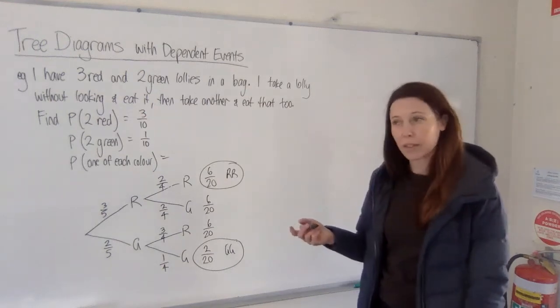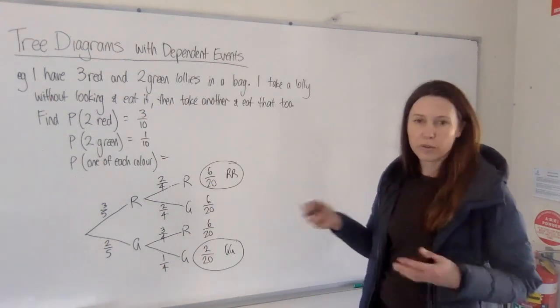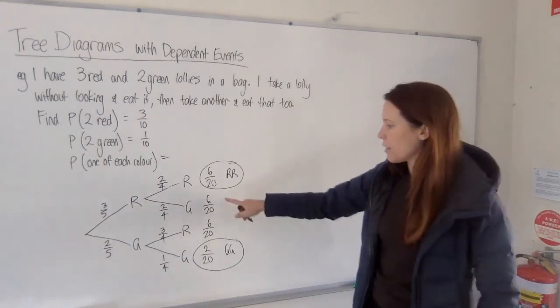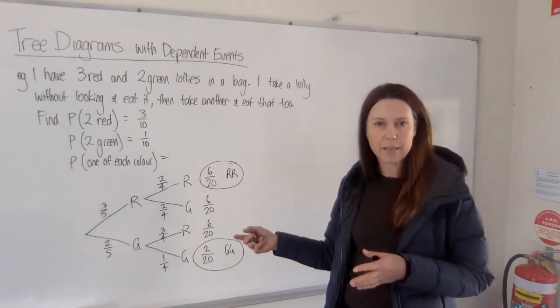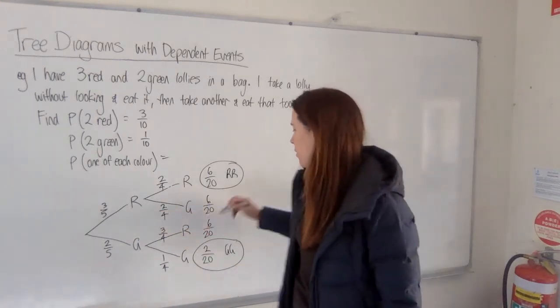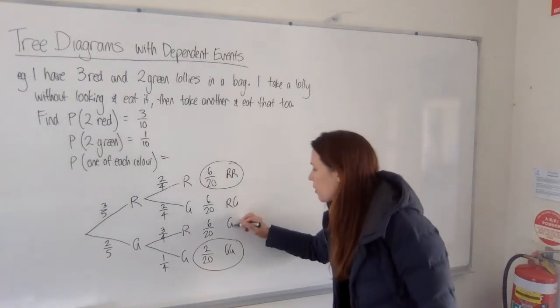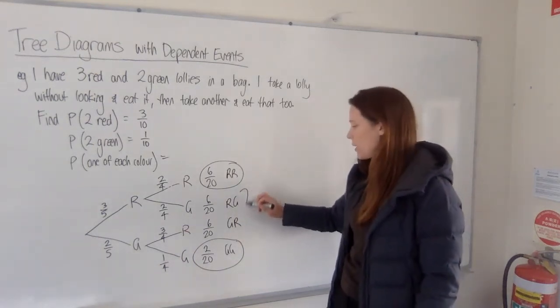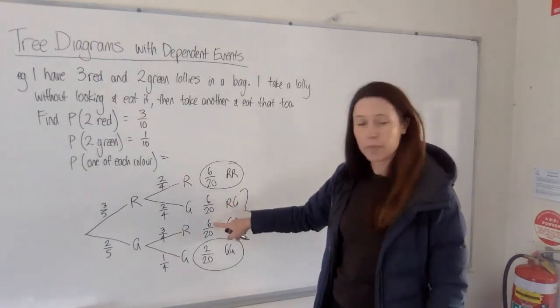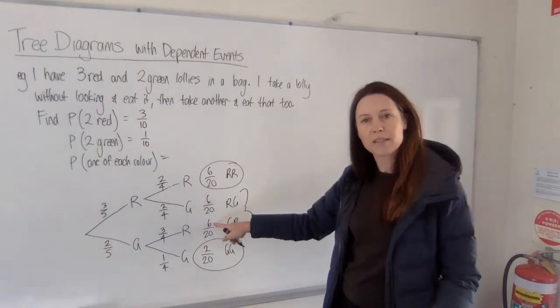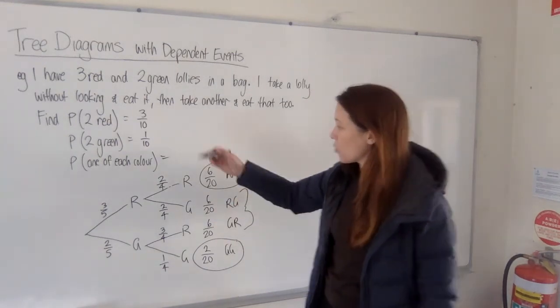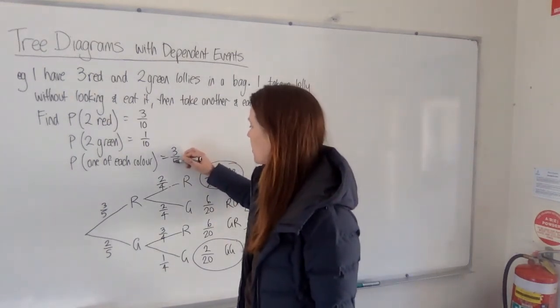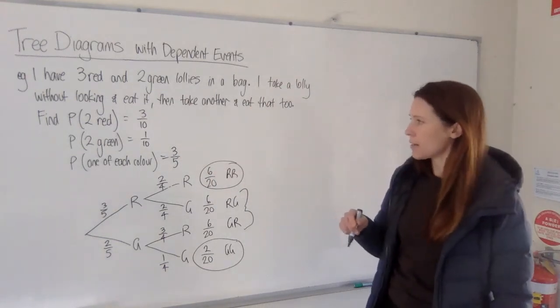And the probability of getting 1 of each colour, well, if you don't mind what order you had, then you'll need to add up the 2 ways that that could have happened. You could have had red-green, or you could have had green-red. Both of those are 1 each, so we need to add them. And we get 6 plus 6, 12/20ths, which is 6/10ths or 3/5. And we simplify our fraction down as a last step.